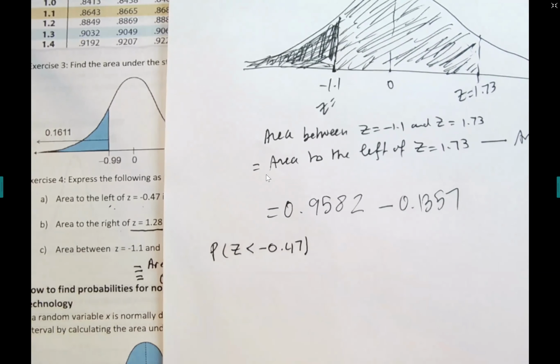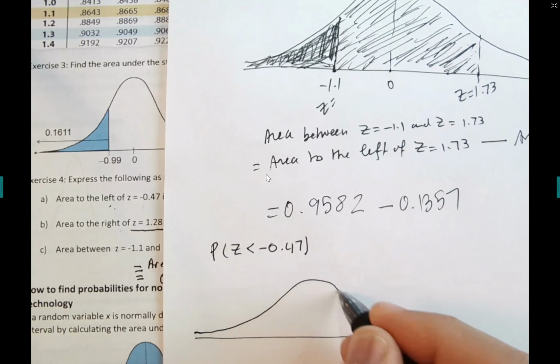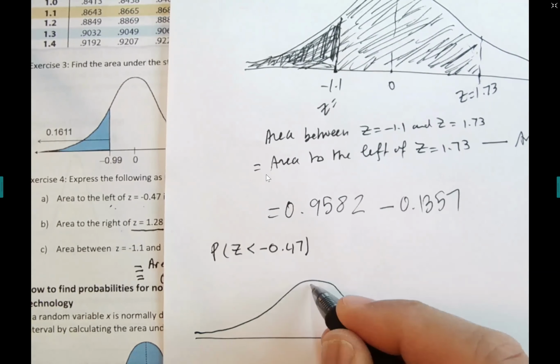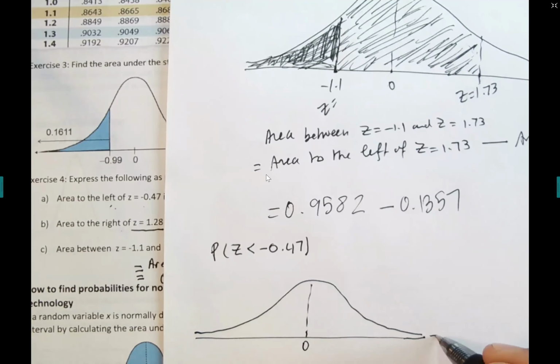All right, let me sketch it. You don't need to sketch it when you use the calculator, but for the first time, I need to do that so you guys understand how the calculator works here. This is the negative 0.47. Remember, the tail doesn't end, guys. It extends forever. It goes forever this way.